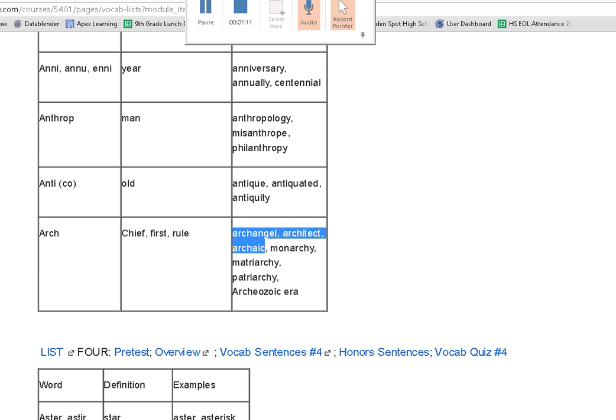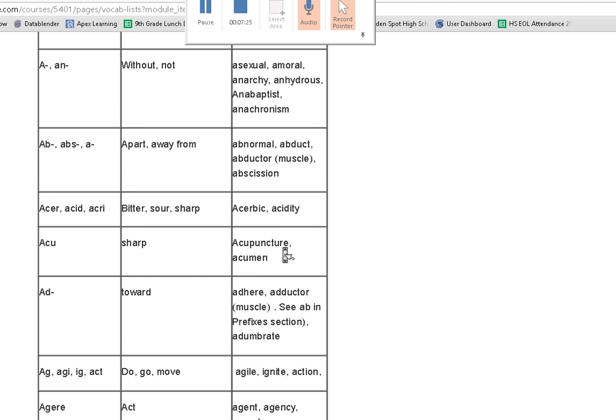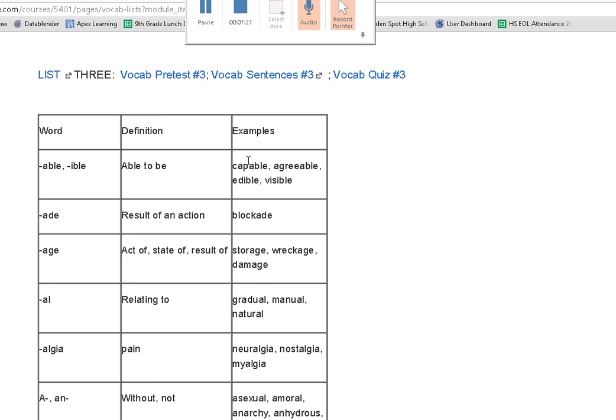Like archaic, if something is archaic, it's from a long time ago. Like the first city would be archaic. Or a monarch, a ruler, one ruler. Mono means one, arch means rule, a city that has one ruler. And those are all your words for this week.